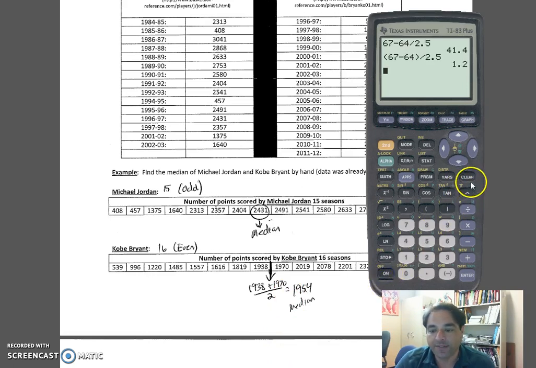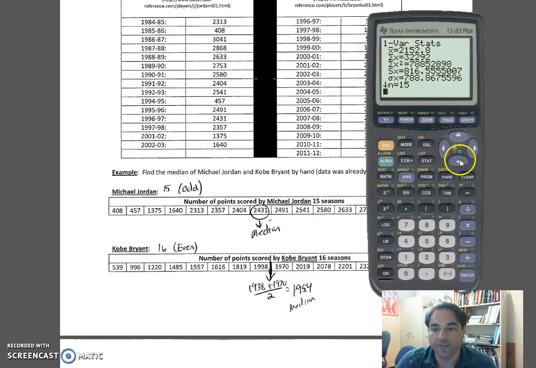There are two ways. You're probably leaning towards one, so I'm going to do stat, calculate one variable statistics for list 1 for Michael Jordan. X bar is the mean. We're looking for median, 2,431. For Kobe Bryant, who's in list 2, we do stat, calculate one variable statistics, list 2. Scroll down, MED for median, 1,954.